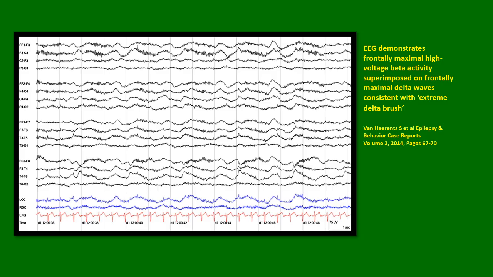This slide shows an EEG which is demonstrating frontally maximal high voltage beta activity superimposed on frontally maximum delta waves, which is consistent with the extreme delta brush appearance.